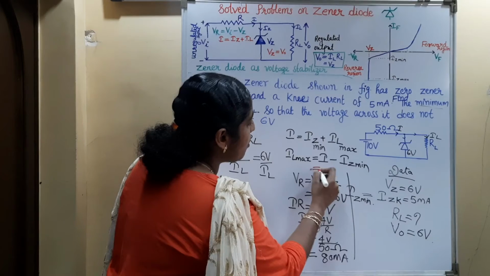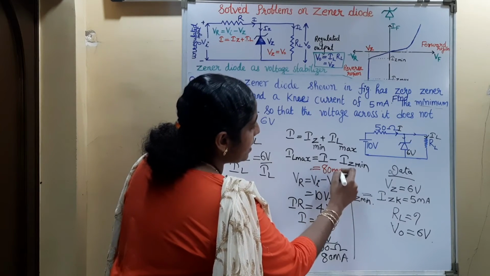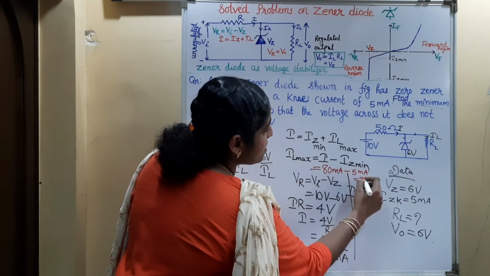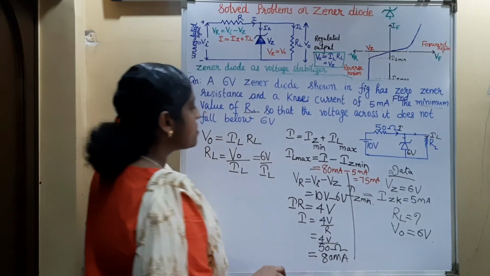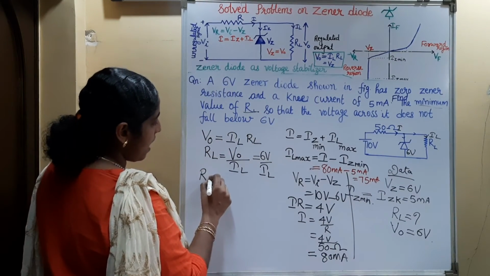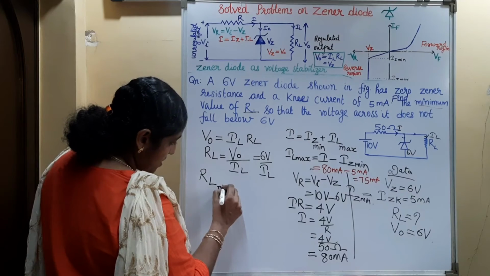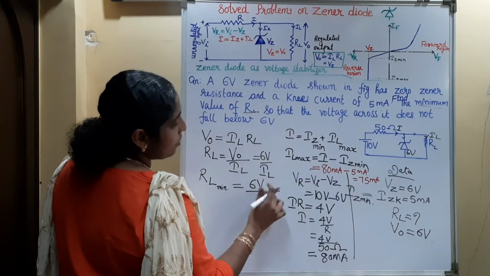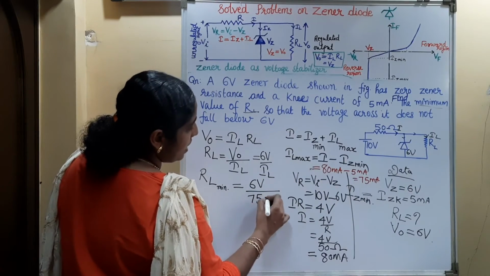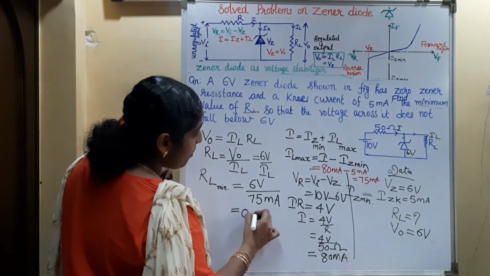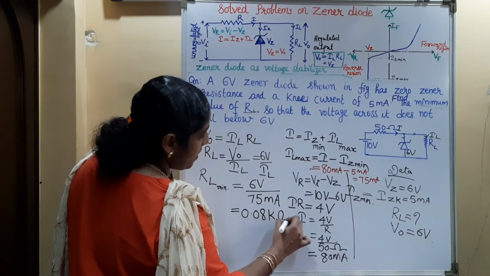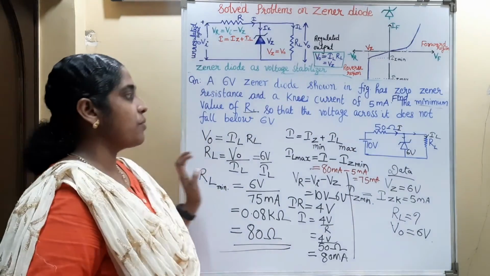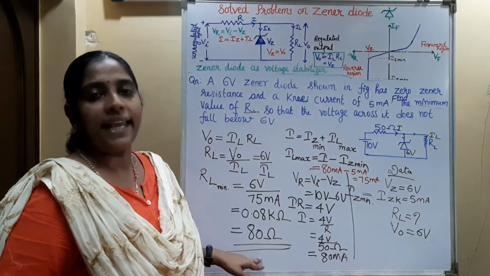Then the maximum value of the load current is 80 milliampere minus the minimum value of Zener current, that is 5 milliampere, which is equal to 75 milliampere. So the minimum value of this load resistance RL is equal to 6 volt divided by the maximum load current, 75 milliampere. That is equal to 0.08 kilo ohm, or 80 ohm. So the minimum value of the load resistance to maintain an output voltage of 6 volt is 80 ohm.